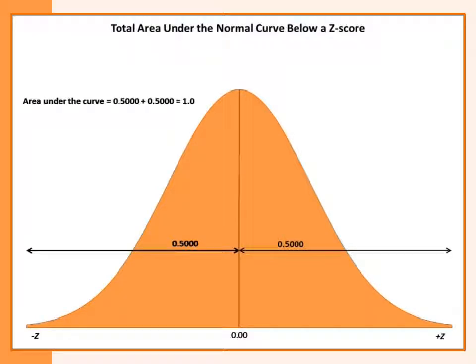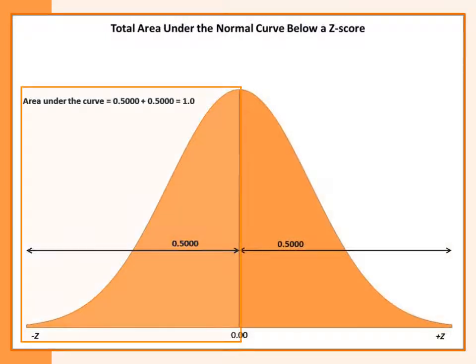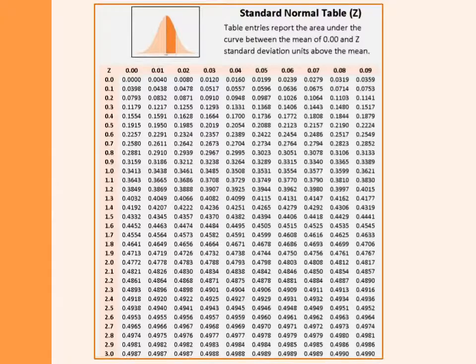Because the standard normal curve is a symmetric distribution, 0.5 or half the area under the curve falls above the mean of 0, and 0.5, the other half of the area under the curve, falls below a mean of 0. So the total area under the curve is represented by a value or proportion of 1.